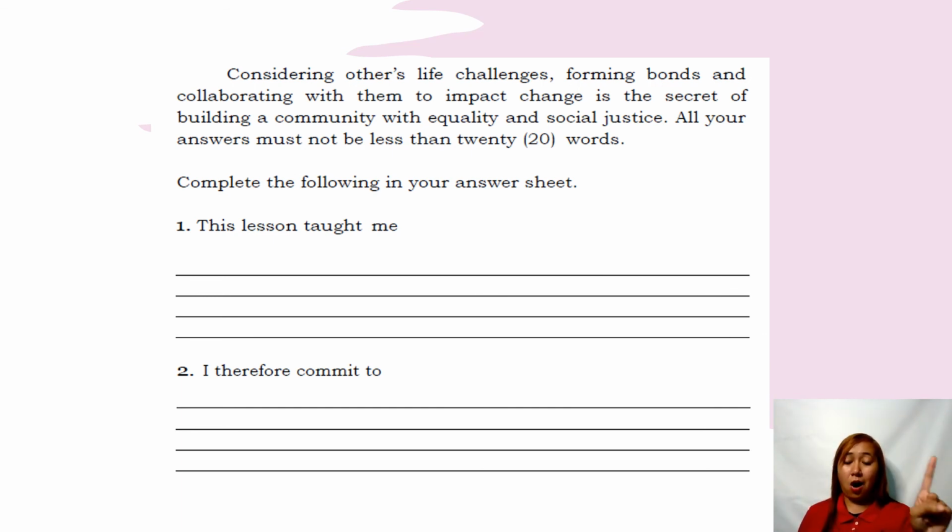For number 1, "This lesson taught me," you are going to share your learnings or your understanding about what we have discussed today, particularly about the speech of Martin Luther King, I Have a Dream. And for number 2, "I therefore commit to," you're going to write your commitment, or the things that you want to do for the benefit of the community, the society, and even for yourself as a person.